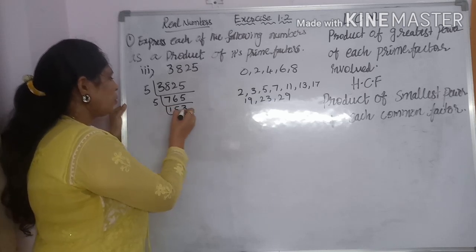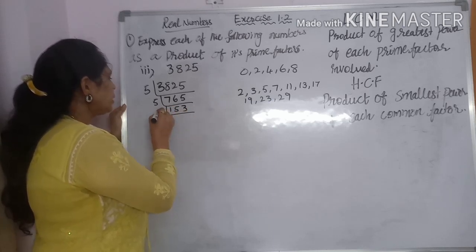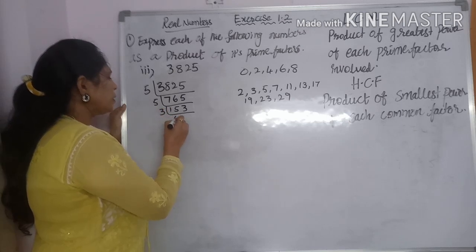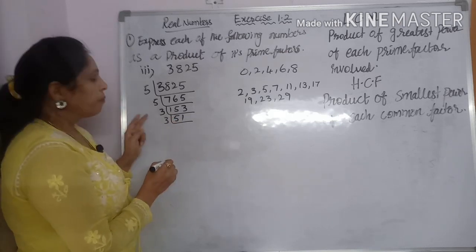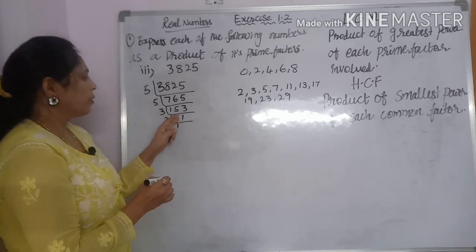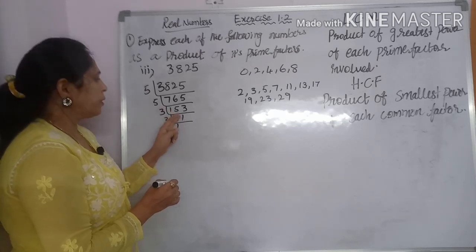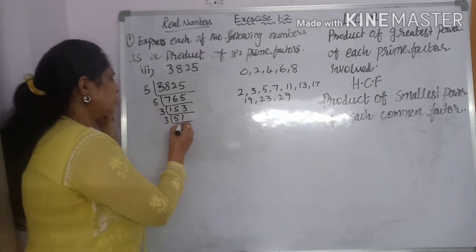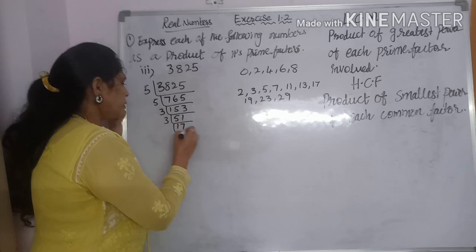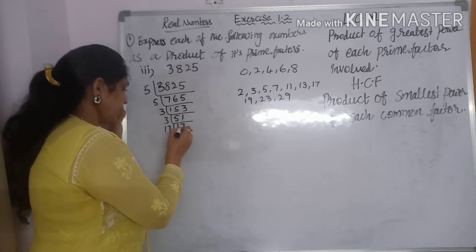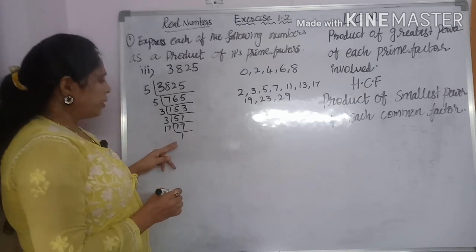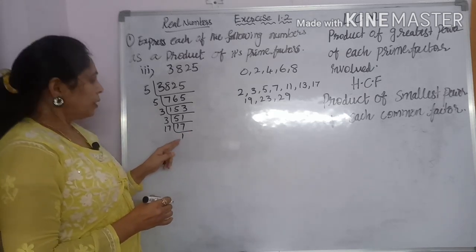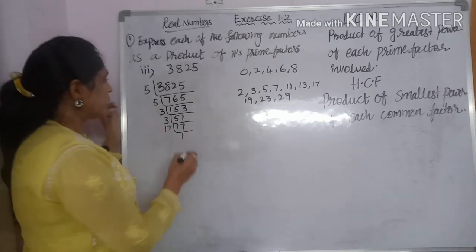Then go with 3. Now 3 5's are 15. 3 1's are... Now again go with 3. 3 table, 3 1 time. Now 2 is remainder, 21. It becomes 21. So 3 7 times. Now 17. Here we got prime number. So 17 ones are 17. Whenever you get 1, then stop this process.